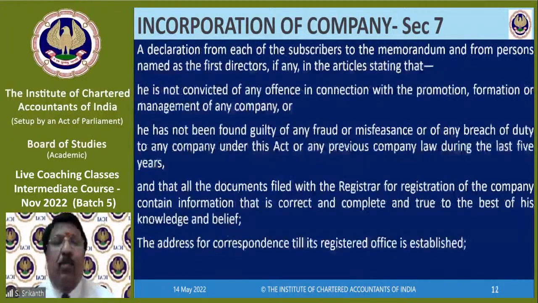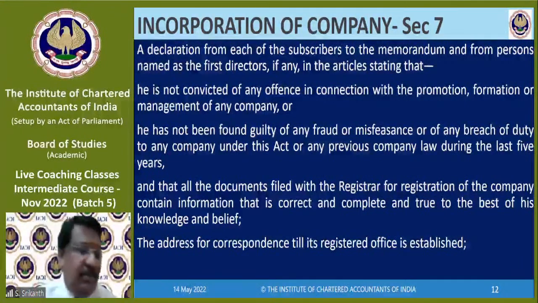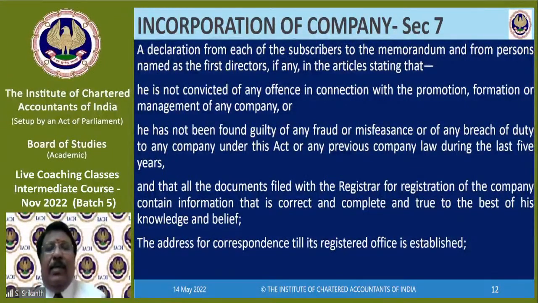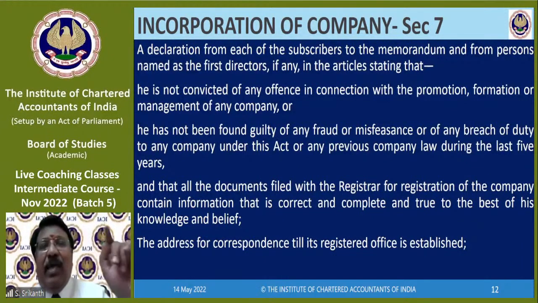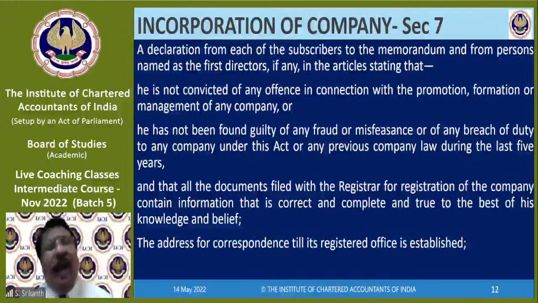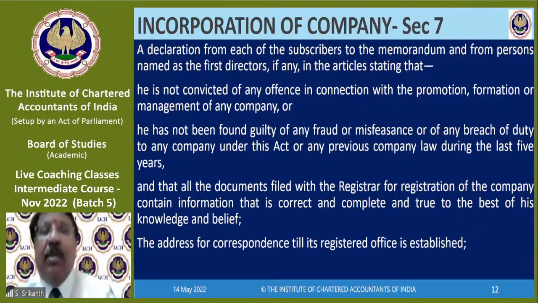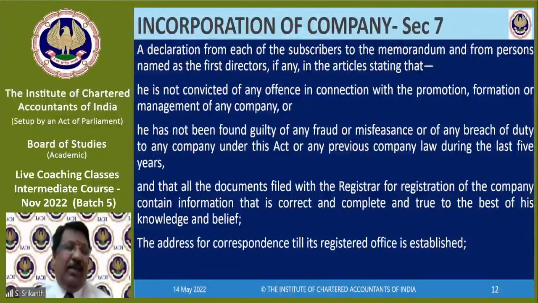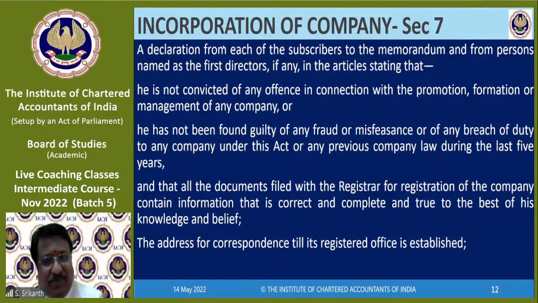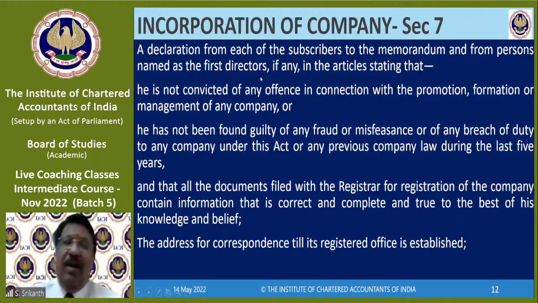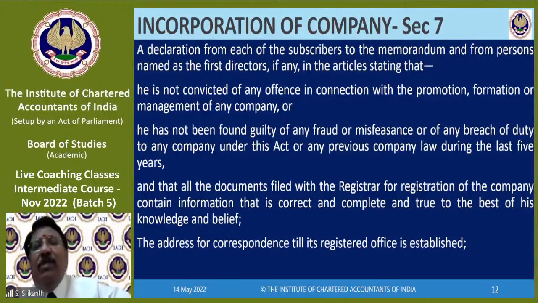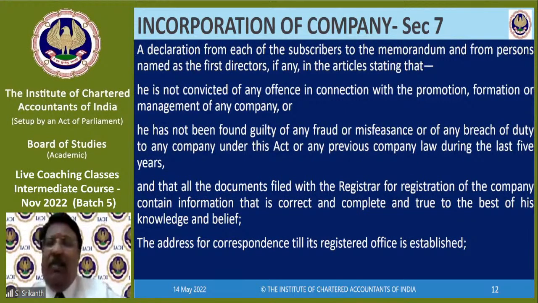The directors whose names are mentioned in the articles are the first directors. The directors whose names are mentioned in the articles are called the first directors. After that, the company can appoint any number of people as directors. They are also directors. But first director means those people whose name is mentioned in the articles. These first directors will be relevant for you when you come to the topic of directors. Okay. Basically, first directors means those people whose name is mentioned in the articles as the directors of the company.